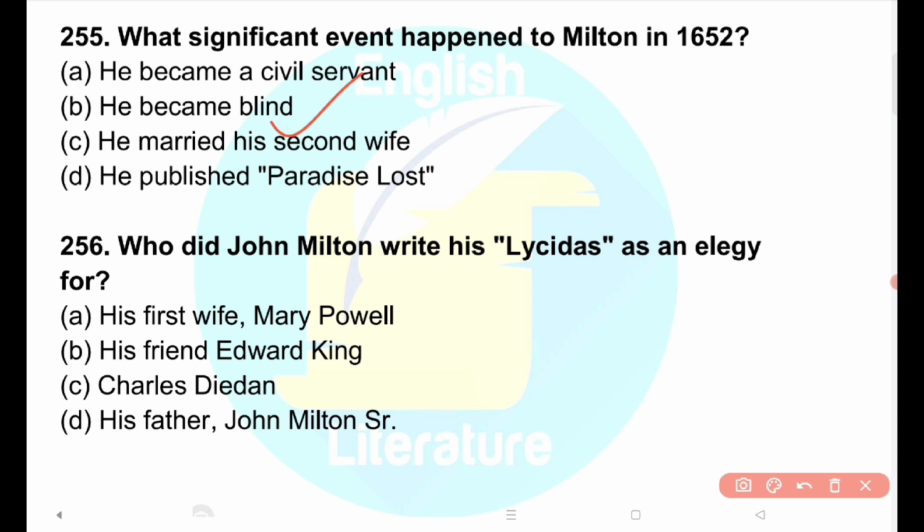Who did John Milton write Lycidas as an elegy for? Option B, his friend Edward King. Lycidas, 1637, is an elegy written by Milton for his friend Edward King, who drowned in a shipwreck. It follows a pastoral elegy tradition blending classical references with Christian themes. It was published in 1638 in a collection of poems by Cambridge University.